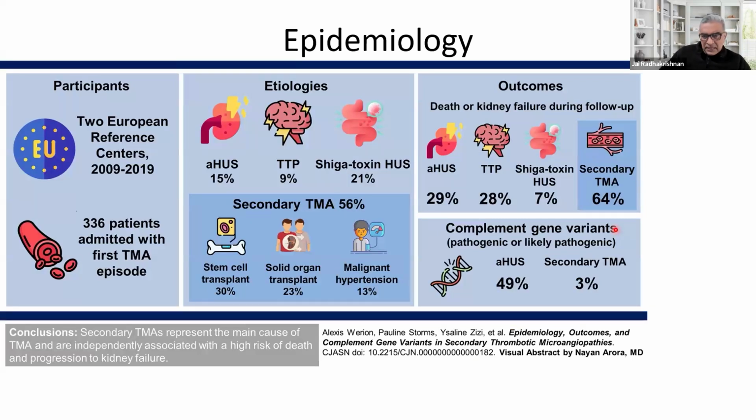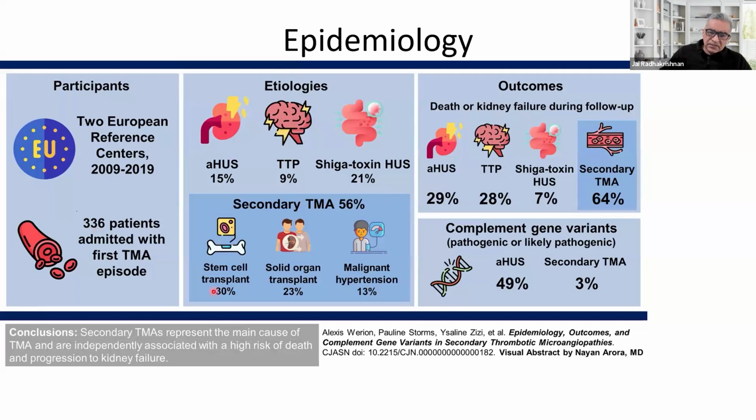So just from a point of view of what causes TMA, this is from a study from Europe. There were two centers. There were over 300 patients who were admitted after their first TMA episode. And if you look at the categories, the primary, which is HUS 15%, TTP 9%, and Shiga 21%. So they constitute about 45%. Okay, so this category, which is very easy to define once you have all the tests back, is a little less than half, but secondaries are by far a little more common.